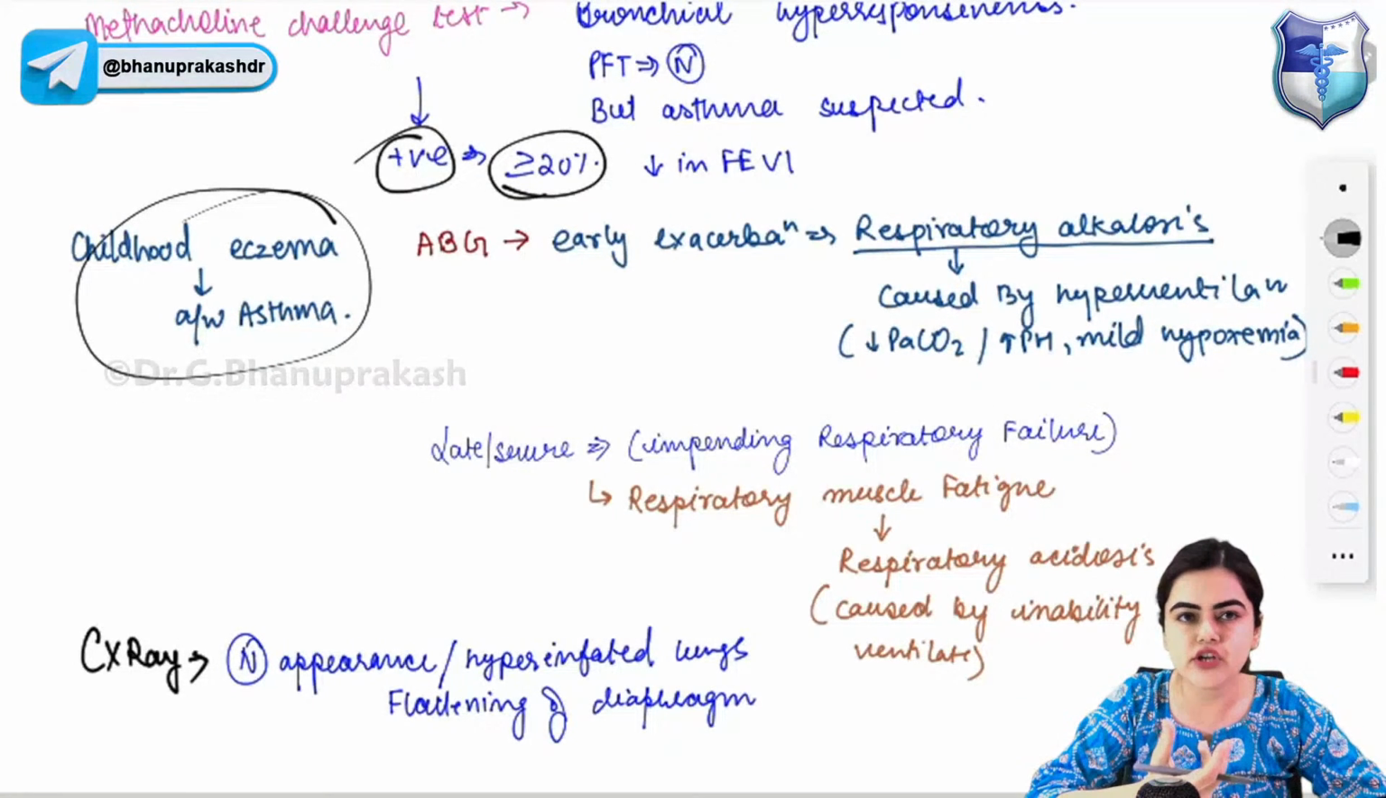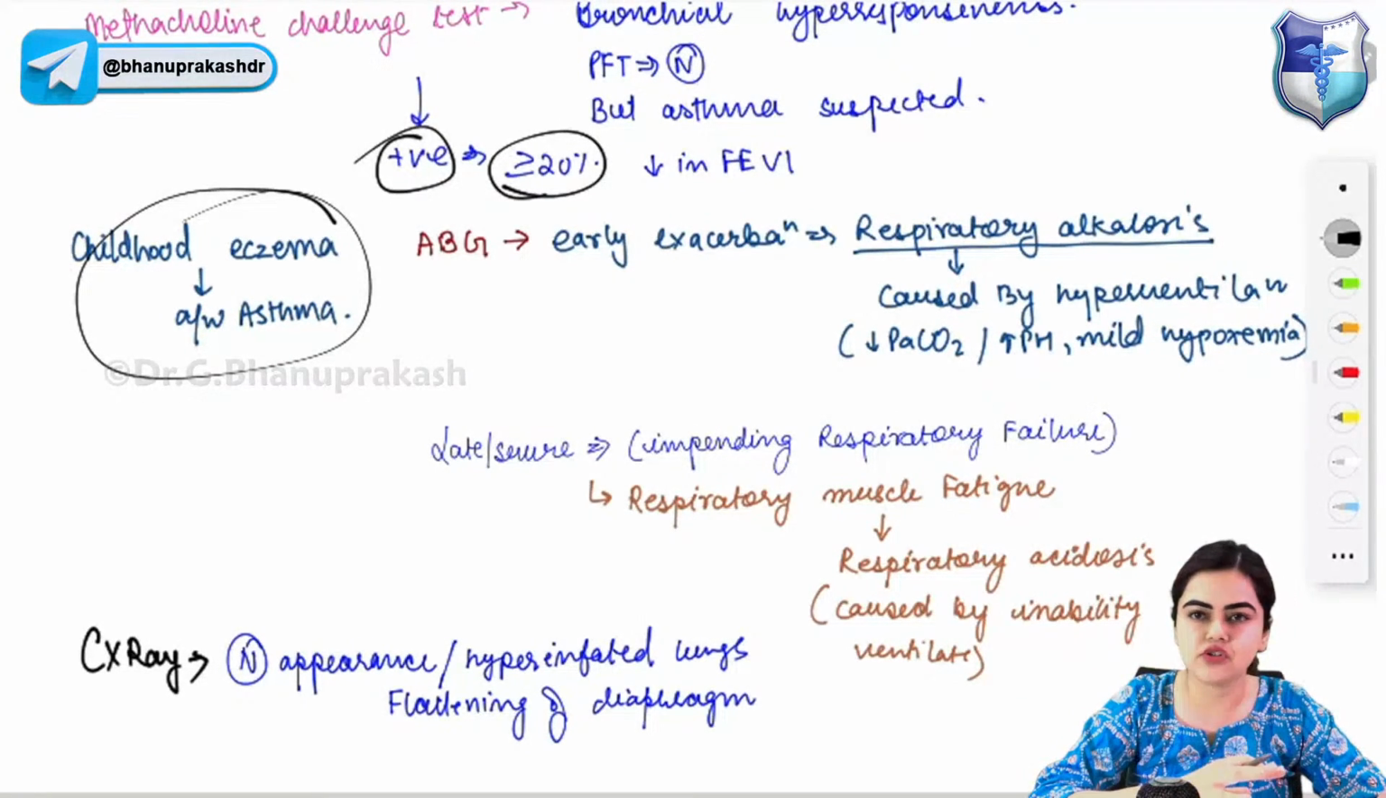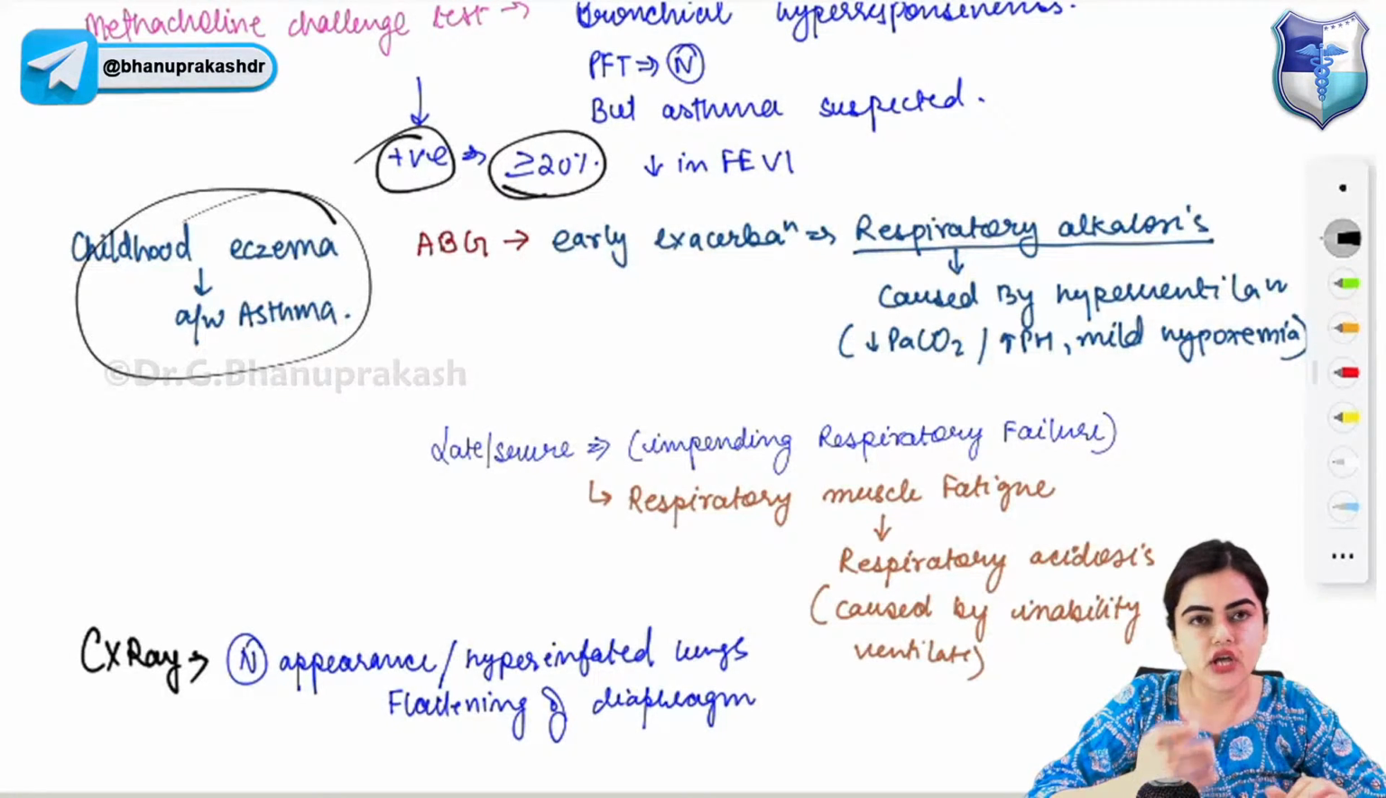Now eczema is also an allergic condition. Asthma is also an allergic condition. You all know eczema or atopic dermatitis. Atopic dermatitis, it is a hypersensitivity reaction, and childhood eczema will be associated with asthma. In many children who are having eczema, you will also get asthma.